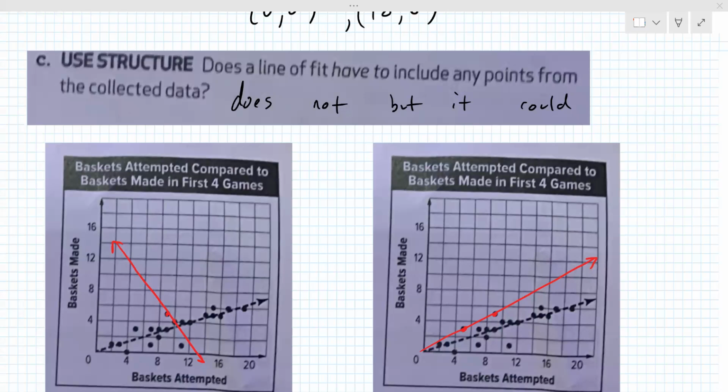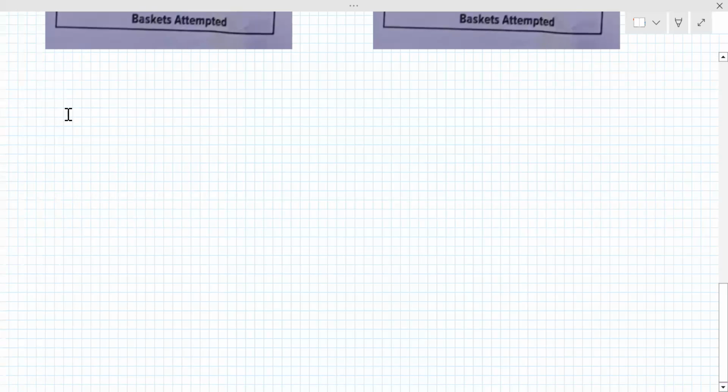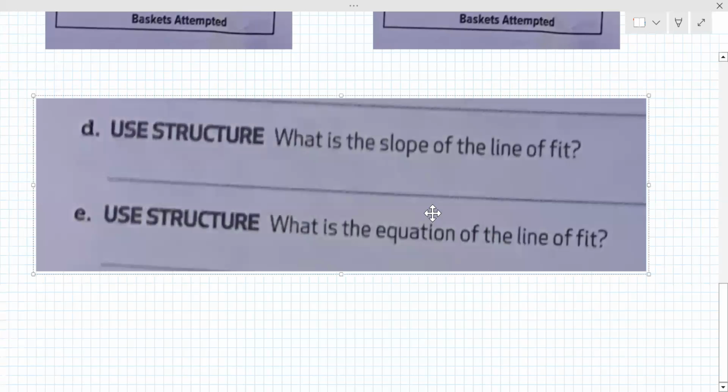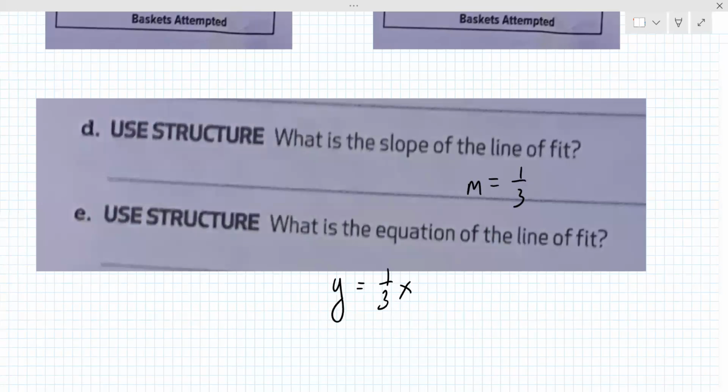So we've actually done D and E, and we've already found the slope of the line of best fit. If you recall, it was 1/3. And then we got the equation already. So we actually did everything that was needed for this. Okay, now we're on to F.